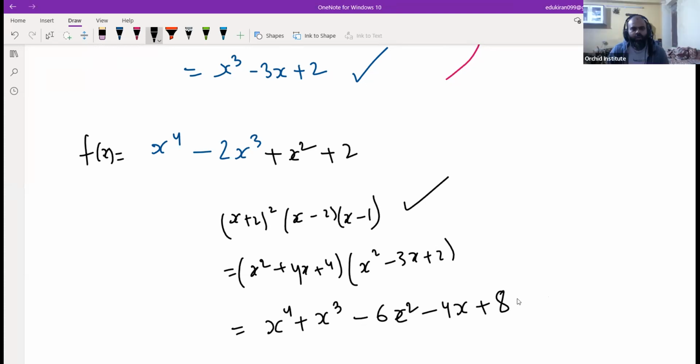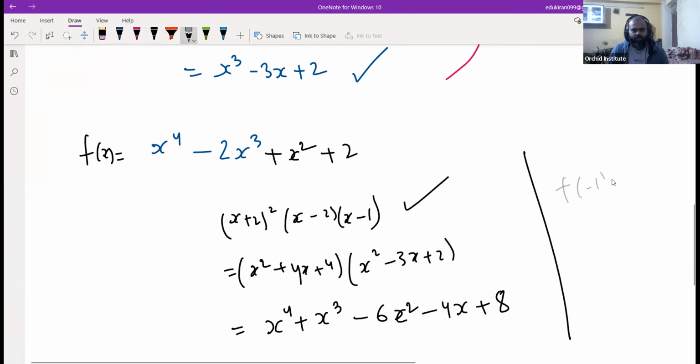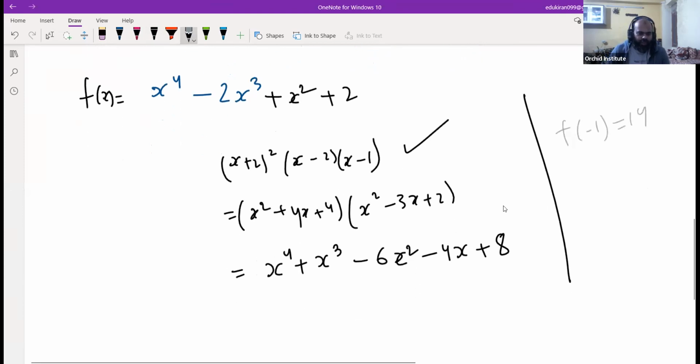This is not the final answer because one more thing is being said, which is the final point. Can you tell me what was the final point? f of minus 1 equals 14. So if you take this as the final answer, what will happen if you put x equal to minus 1? So this will be 1, this will be minus 1, this will be minus 6, this will be 4, this will be 8.